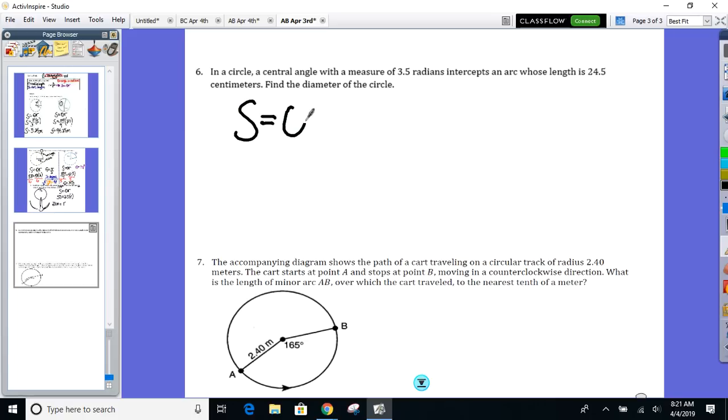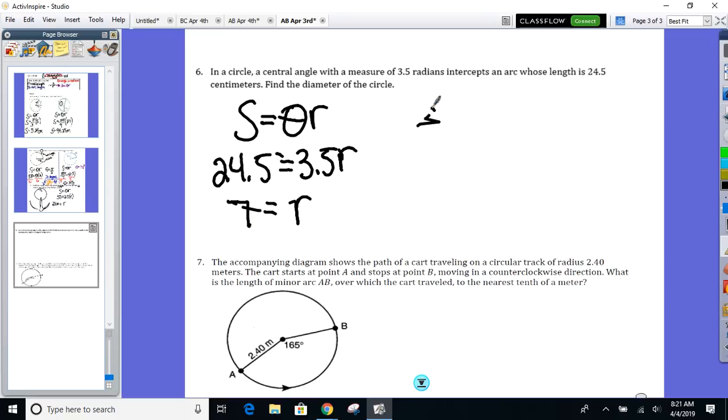So you should have used S equals theta R. The arc length is 24.5. The angle in radians is 3.5. You're looking for the diameter. I don't know if anybody caught that. So let me solve for the radius first. The radius was 7. So if I want to find the diameter, I take my 7.